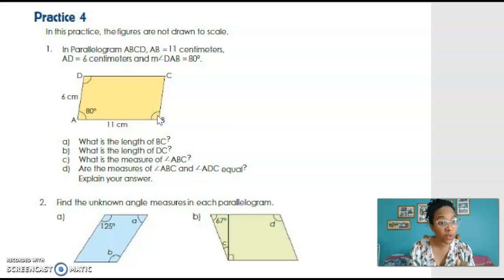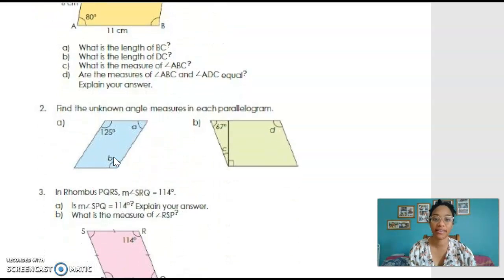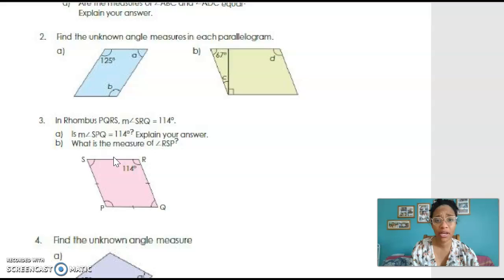Okay, so in this case, we want to use our adjacent angles theorem, those side-by-side angles. Are the measures of angle ABC and ADC equal? Is angle B equal to angle D? Well, you tell me using the opposite angles theorem. So you're going to continue on like this. In the second problem, you're asked to find unknown angle measures.